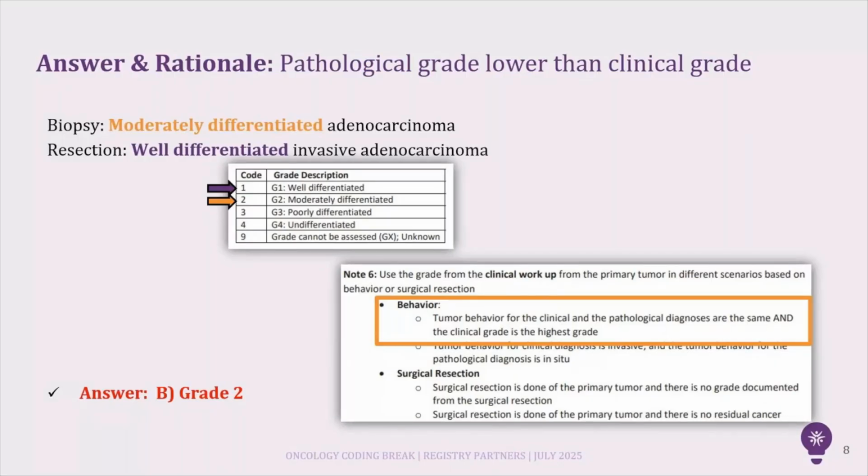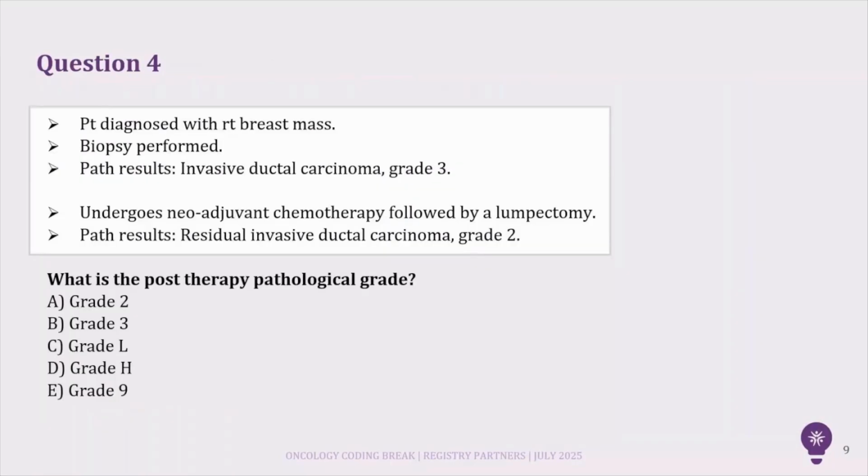Okay, question 4. Now let's look at a breast case. So this patient has a mass and undergoes a biopsy. The path results show invasive ductal carcinoma grade 3. She undergoes neoadjuvant chemo followed by a lumpectomy. Now the path results on the lumpectomy show that there was residual carcinoma, invasive ductal carcinoma, and it's grade 2. So how would you code the post-therapy pathological grade? So can we use the biopsy grade 3 or the post-therapy grade 2?